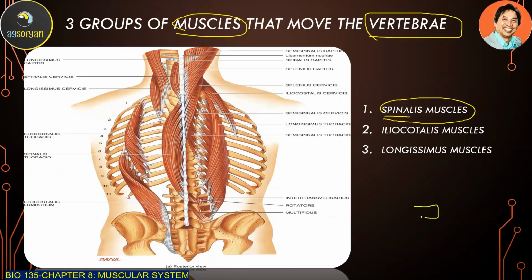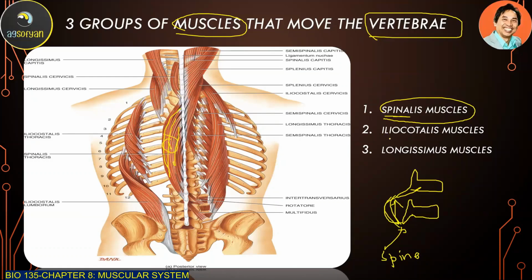Let's say this is a vertebra, like this. This is another vertebra, for example, like this. This is the sharp area of the vertebra over here, which is called the spinous process. The muscle actually connects one spine with another spine. Therefore, it's called the spinalis muscle. So this one over here is the spinalis muscle.